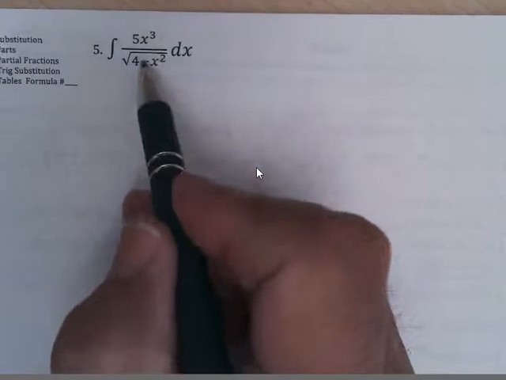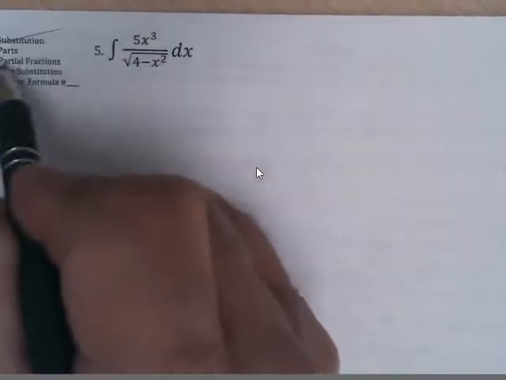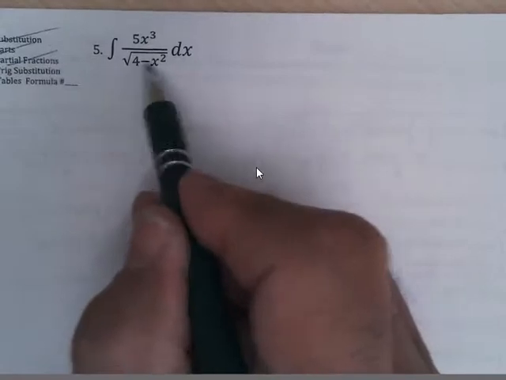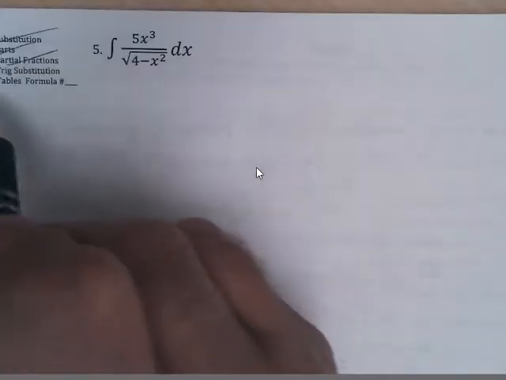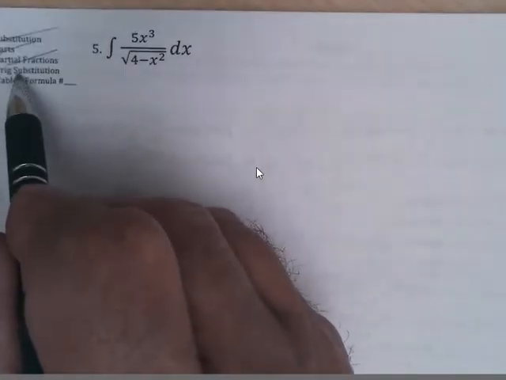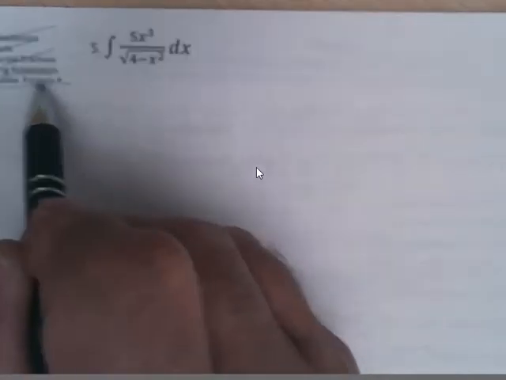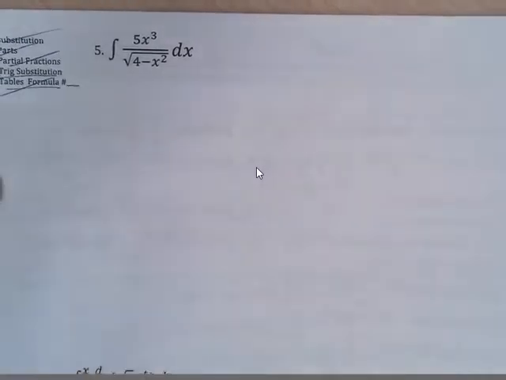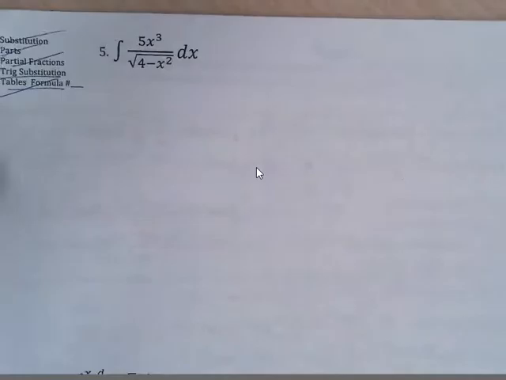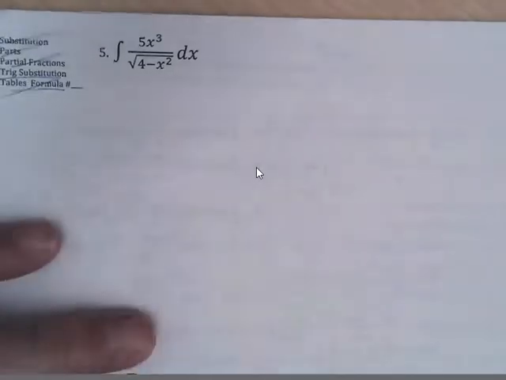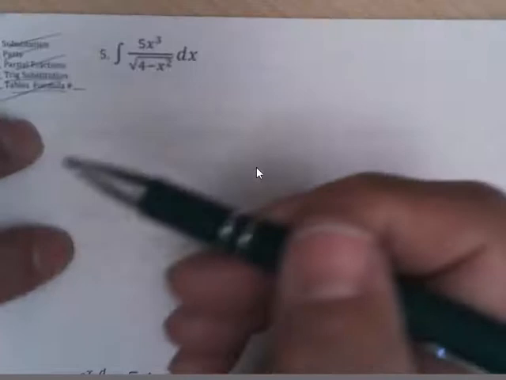This one doesn't do well with substitution, can't do it with parts, can't do partial fractions when this is in a square root, and trig sub will work. There's nothing in the table, so this one's pretty much stuck with trig sub unless there's a different method along the way that we could use to demonstrate proficiency at.